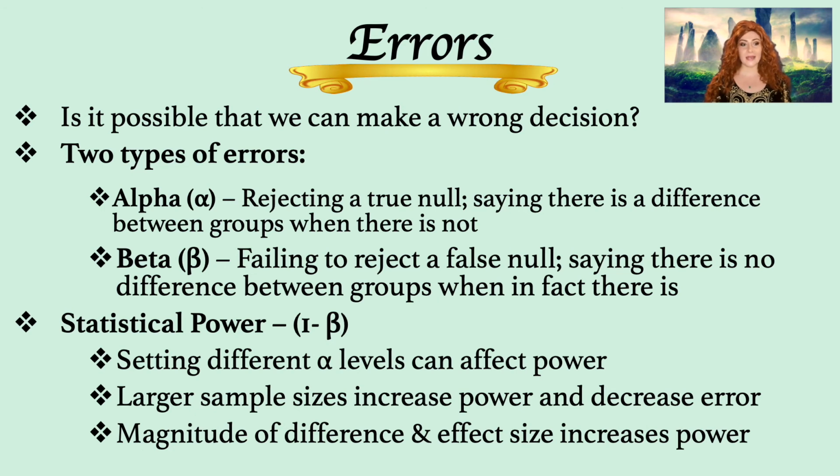And lastly, the magnitude of difference and effect size can also increase power. These are things that you should just be familiar with for this particular lecture, and we will definitely drill down deeper into these later in the course. So as far as I'm concerned, I just think that it's helpful for you to know that statistical power can be increased by decreasing alpha, decreasing the amount of error we're accepting to take, and by increasing the sample size. So the larger sample you have, the smaller your chances of making an error will be.